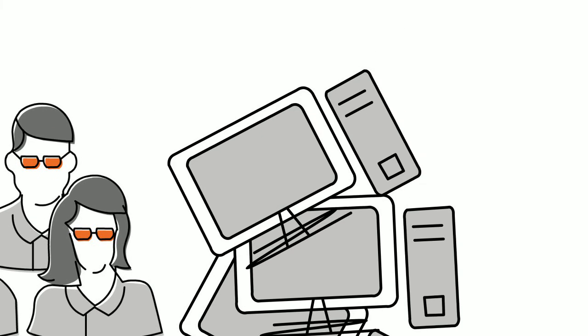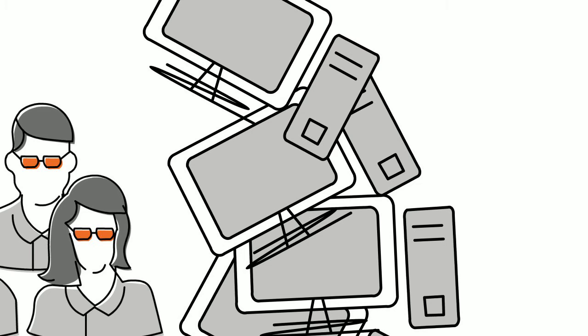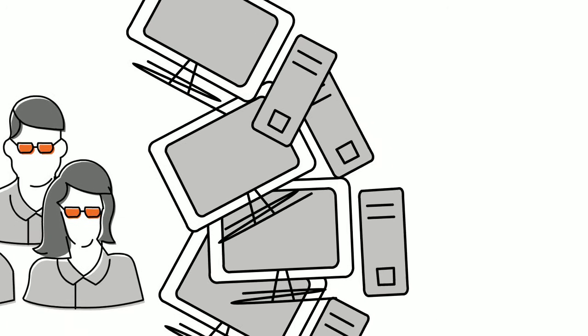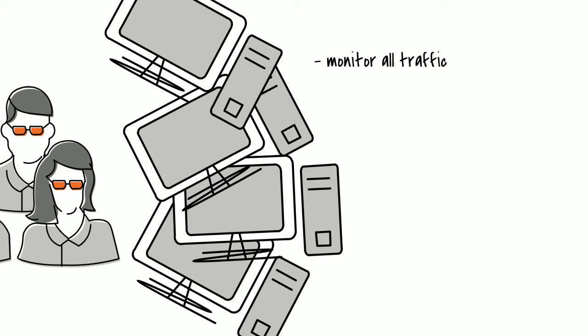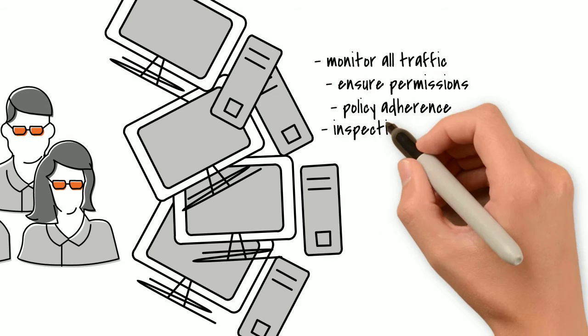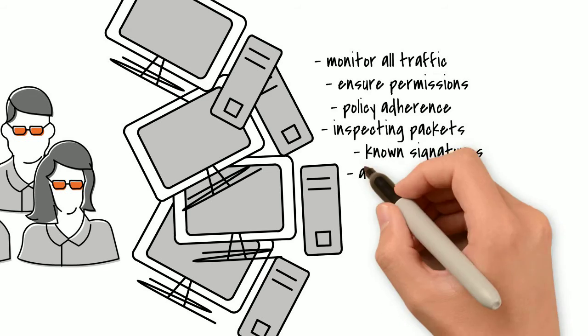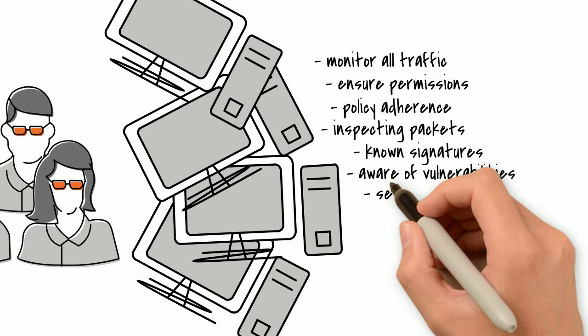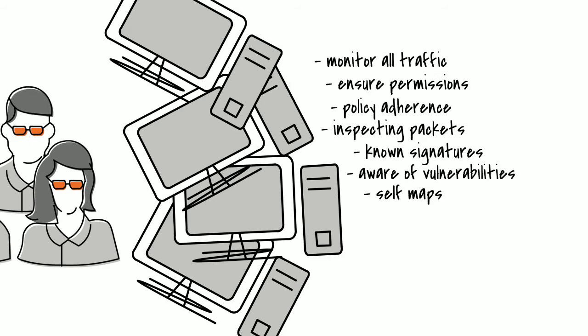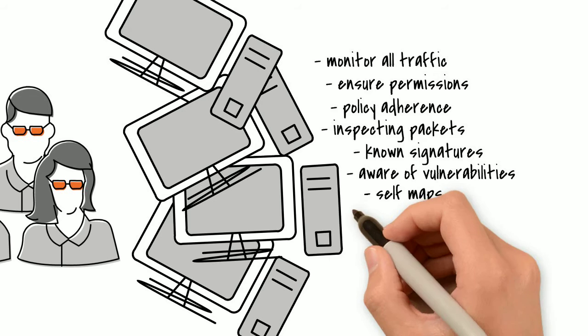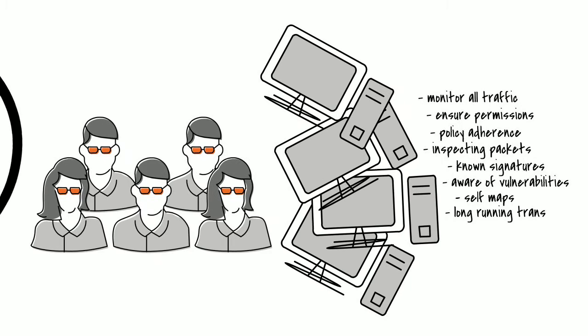This is exactly what the industry is doing with its rapid progression in machine learning. Imagine a world where a set of computers could monitor all the traffic on a network, ensuring permissions, ensuring policy adherence, inspecting every packet. It would contain all the known signatures of any attack. It is aware of existing system vulnerabilities. It self-maps all the environments and network patterns, and even could follow long-running transactions from end to end. And it can do this without an army of security personnel. This is the promise of machine learning.